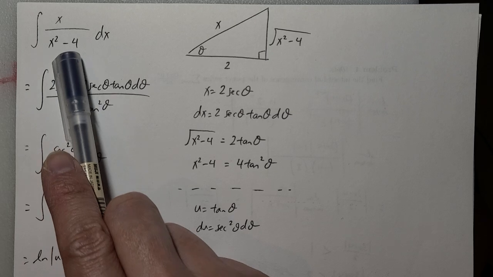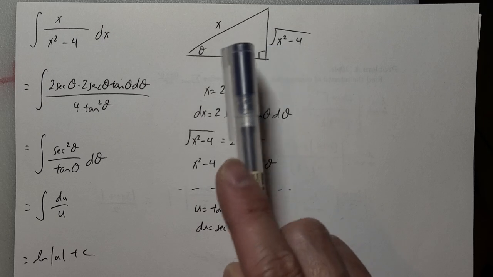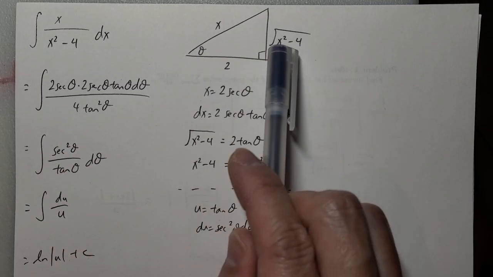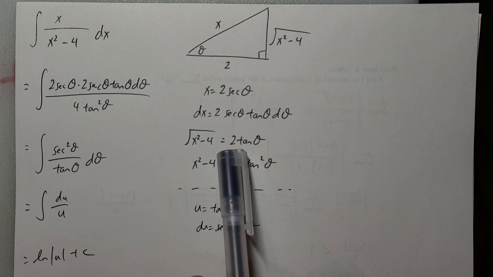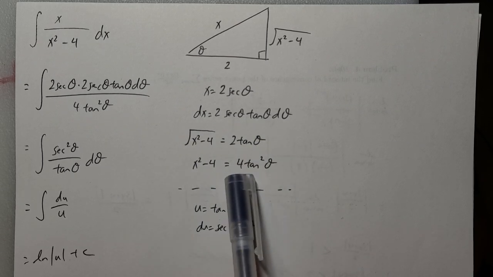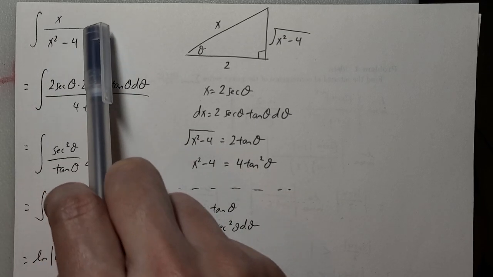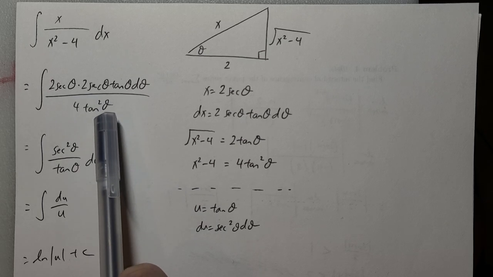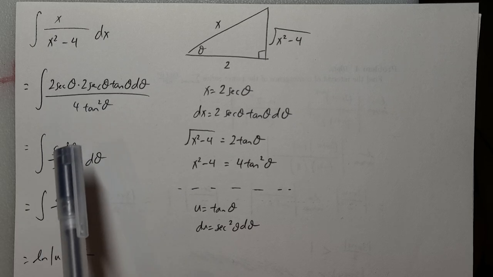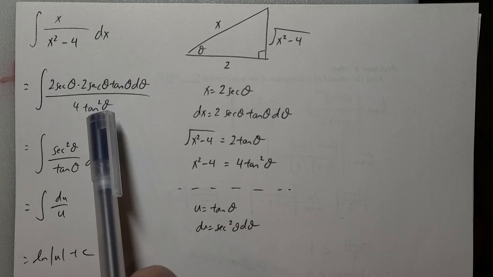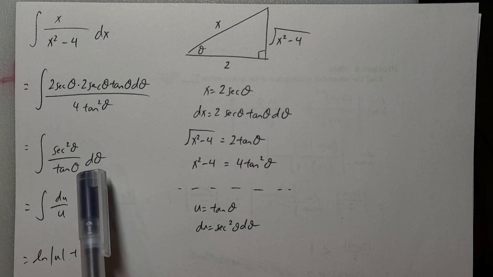And then we need x squared minus 4. How do we do that? Well, we can substitute in this triangle. In this triangle, we can get the square root term. So square root of x squared minus 4 is 2 tangent theta. Square both sides, so x squared minus 4 is 4 tangent squared theta. We substitute everything in this integrand in terms of our new variable theta. We get this over here. Start simplifying, so this 4 and these 2 2's would cancel. 1 power of tangent would go away on the bottom. Okay, so we have secant squared theta over tangent theta d theta.